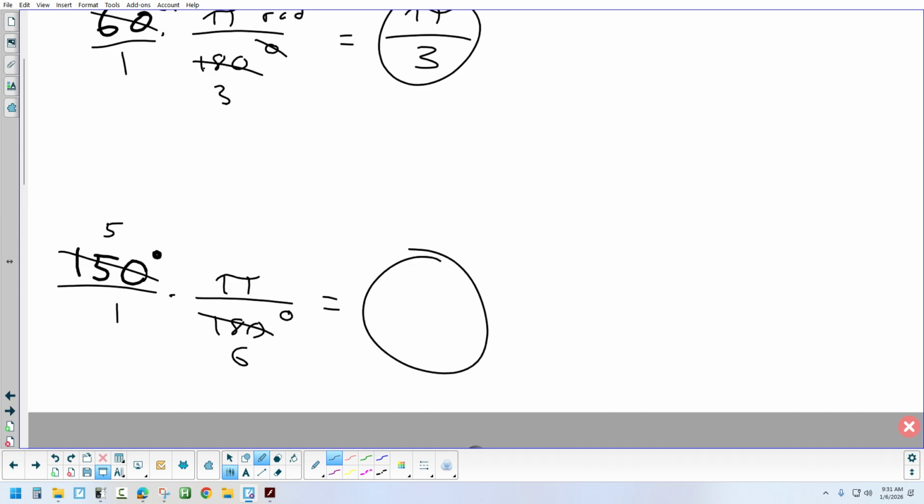So what would you be left with when you multiply straight across? 5 pi divided by 6. And no, you don't do that up. The only time you give a decimal is if they ask for it. Okay? They just say convert to radians. Leave it as an exact answer.